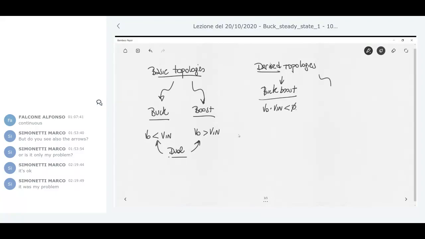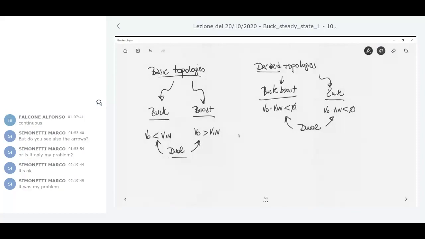And then we have another topology which is called the Cuk converter, which has the characteristic again that the product of VO and VIN is less than 0, so they have both characteristics. There are some differences in the two, and we will learn them in what follows. And again, these two topologies are the dual of each other. These are the four topologies that we will learn in the next weeks.